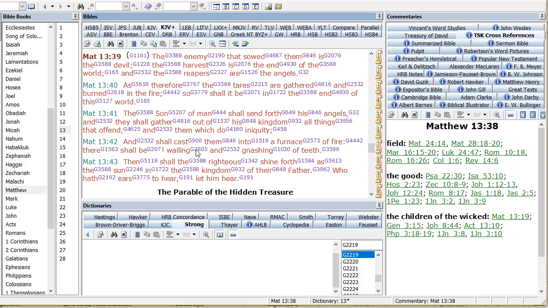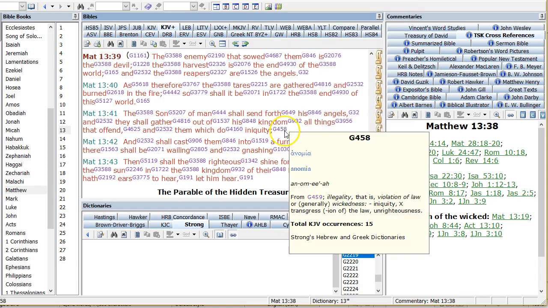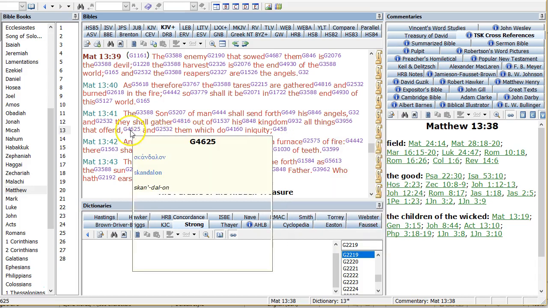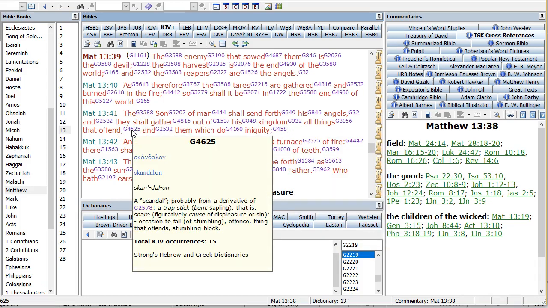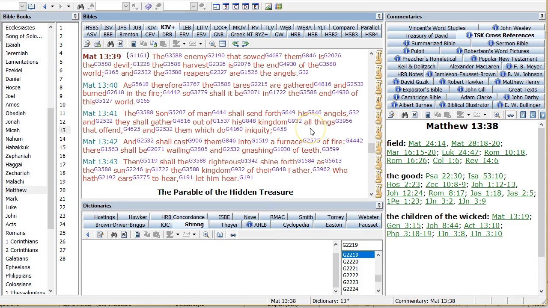Well, what interests me is this. So they're going to gather up all of the things that offend. First off, things that offend. And them which do iniquity. And this anomia, they who do lawlessly. It's lawlessness, okay? Lawlessness. And then scandalon, scandalous. Things that are scandalous, and they which do lawlessly. And they'll cast them into a furnace of fire. There shall be wailing and gnashing of teeth. So they're going to all throw them into eternal, conscious, flaming, horrible torment in a place called hell.